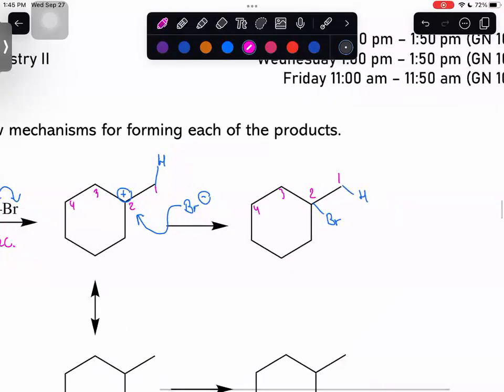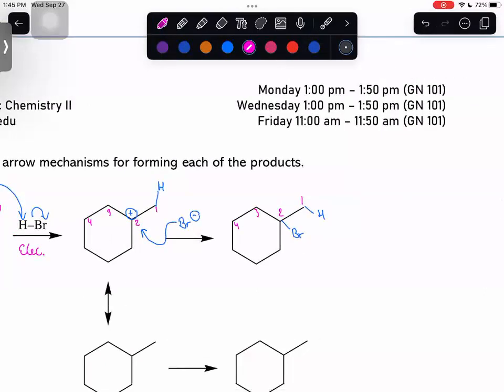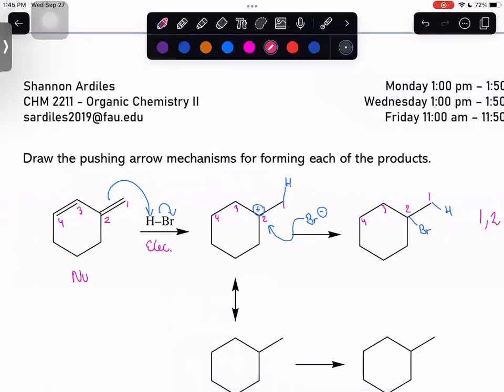Now, a hydrogen is always going to get connected to carbon 1, and then we need a halogen connected to either carbon 2 or 4. Remember, those are our products. So in this case, because bromine is on carbon 2, it's going to be called the 1,2 product. Thank you for reminding me of that. The other double bond, it's still there. We didn't touch it.